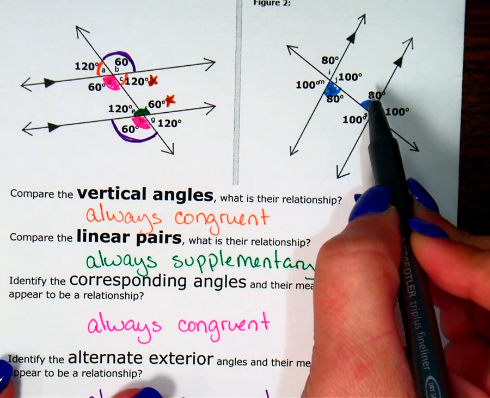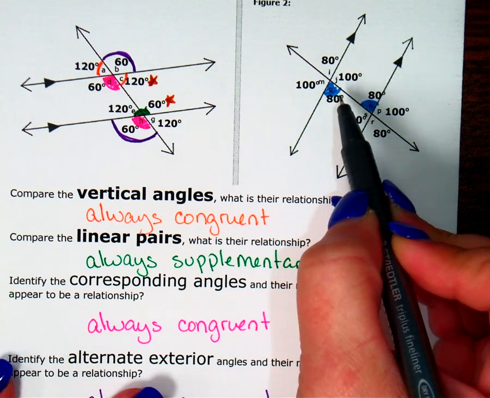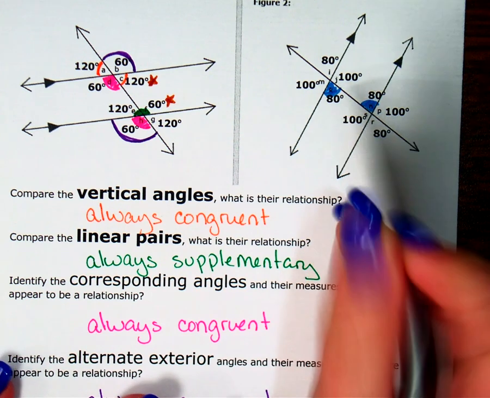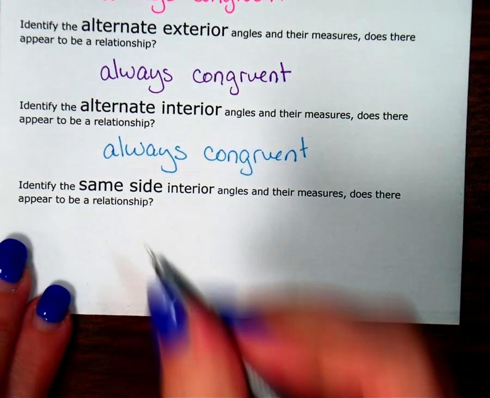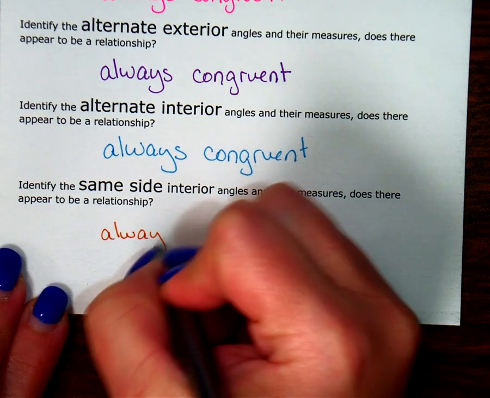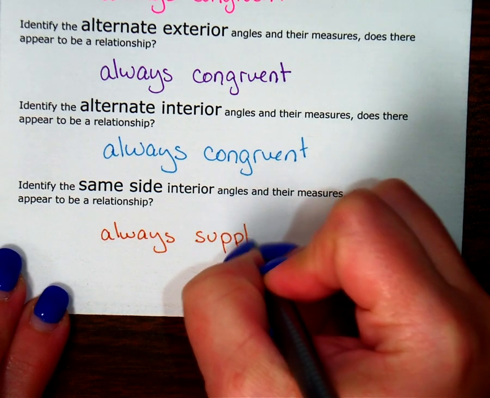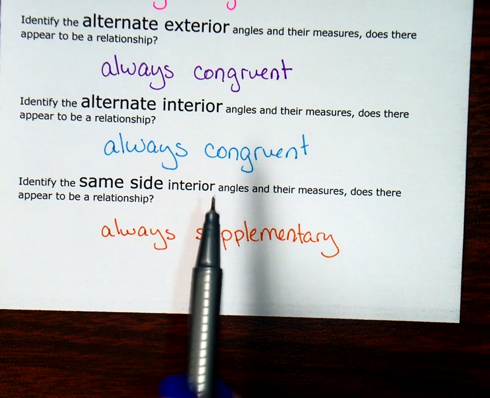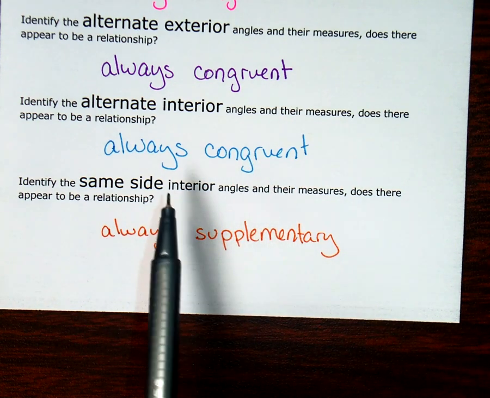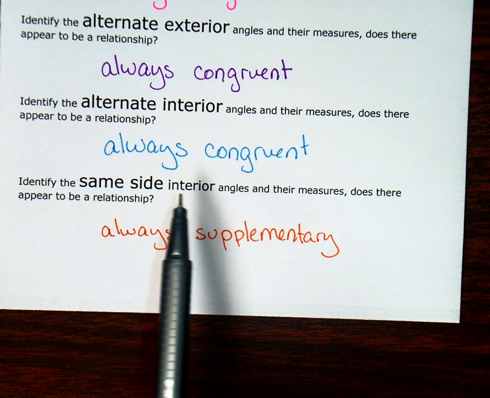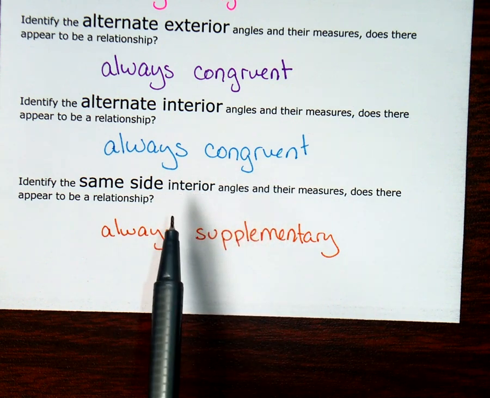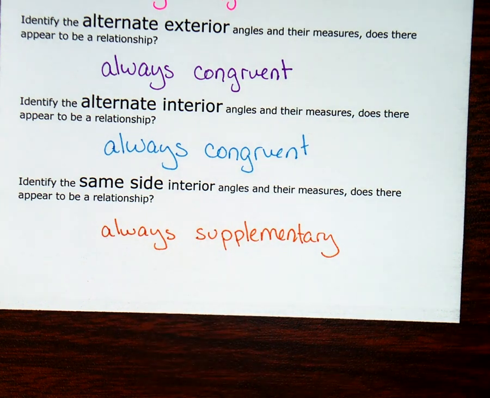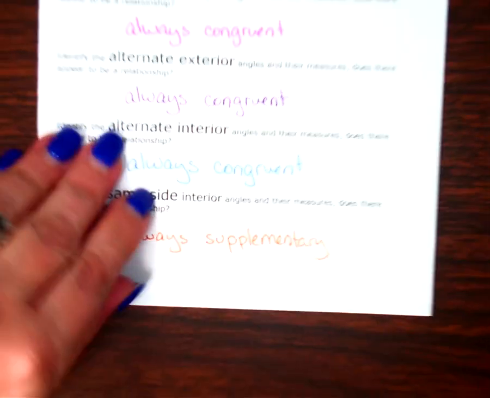Does that happen over here? 100 and 80 add up to 180. 80 and 100 adds up to 180. So my same side interior angles are not always congruent, but they are always supplementary. Leave it to one to be different, right? The way I like to remember that it's the one that's always supplementary, that it's the one that's different from the others, is remember sometimes this is also called same side consecutive interior. So this is the weird one that has two names, which means it's the weird one that thinks it gets to be different, right? So that's kind of how I remember the difference there, okay?